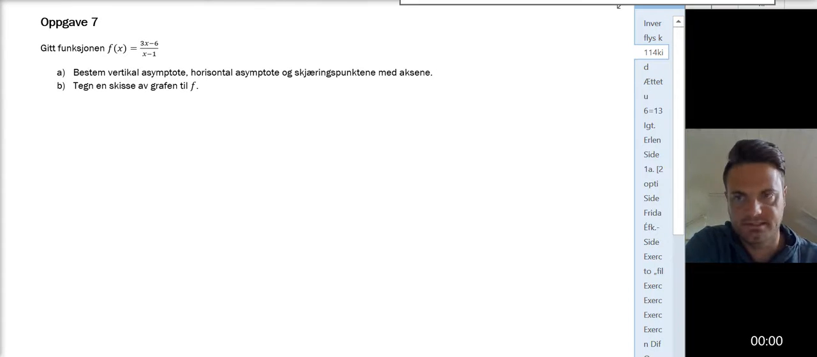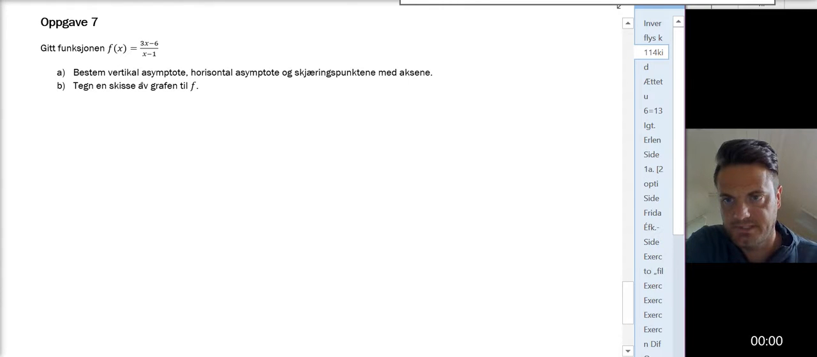So here's exercise 7. We have a rational function here, 3x minus 6 divided by x minus 1. And in exercise A, we want to put a vertical asymptote.